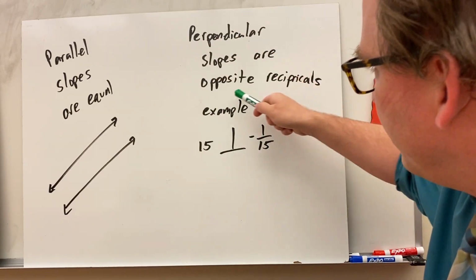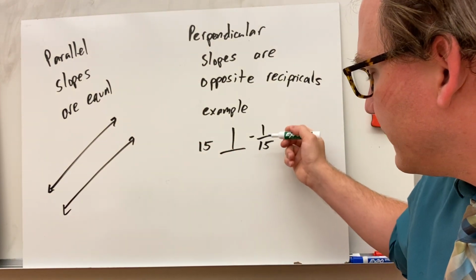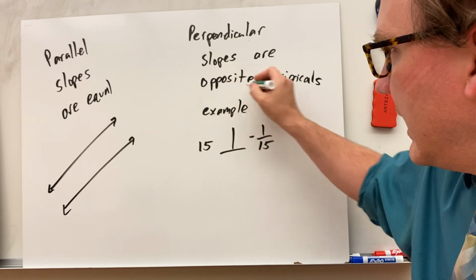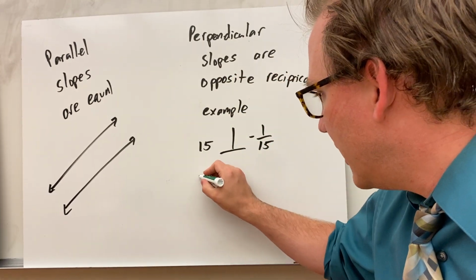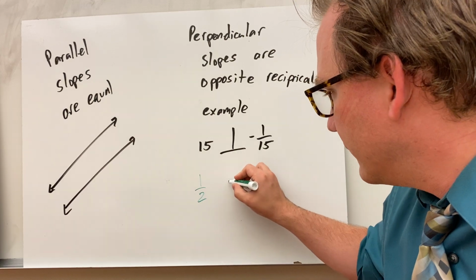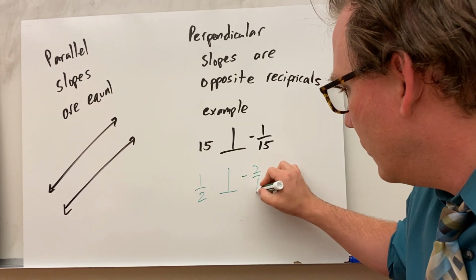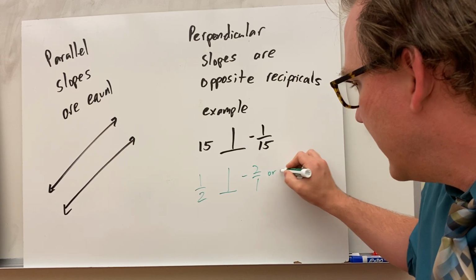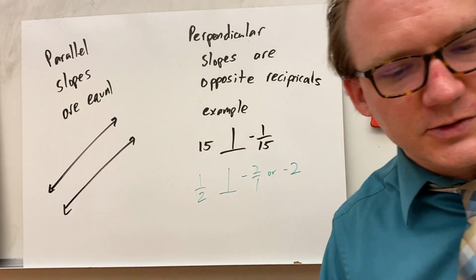Perpendicular slopes, though, would be opposite reciprocals. So if I had a slope of 15, I take the reciprocal, which would be 1/15, and the opposite, which would be -1/15. Say I had a slope of 1/2. The opposite reciprocal for a perpendicular line would be -2 over 1 or -2. And that would be how you find the perpendicular slopes.